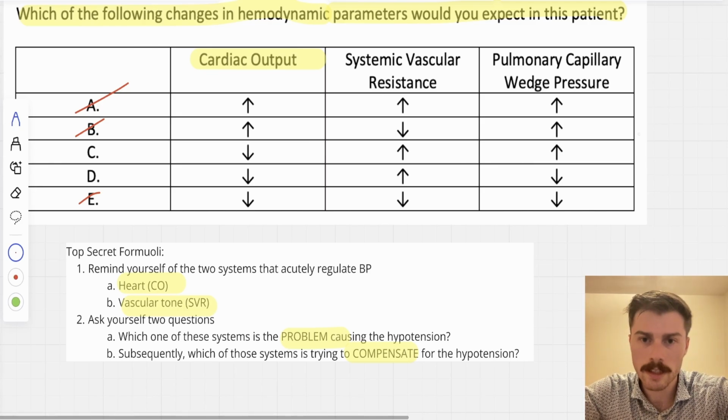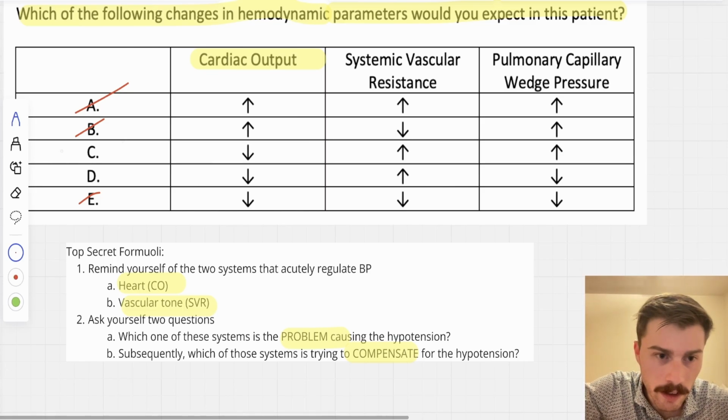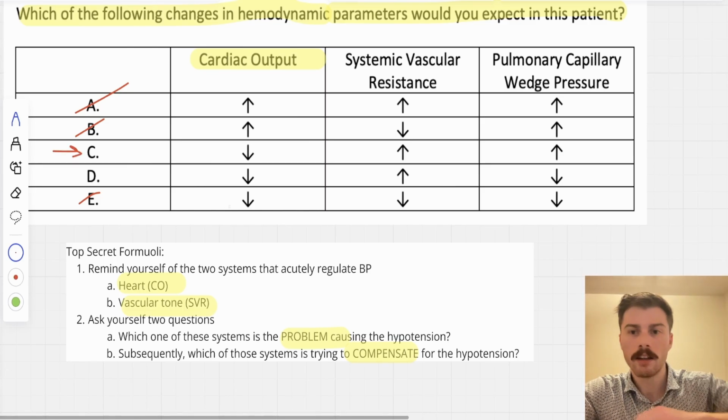So in this case of cardiogenic shock, we should be thinking that wedge pressure is going to be increased because blood is getting stuck essentially in the heart. So that is C, and that's all she wrote for today.